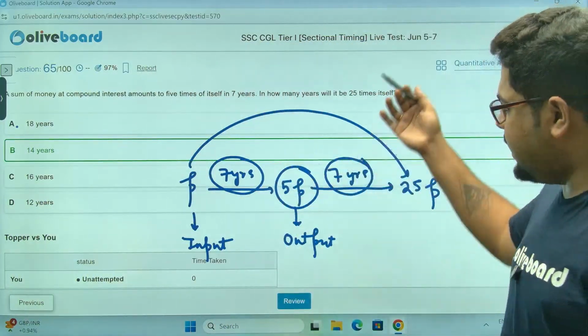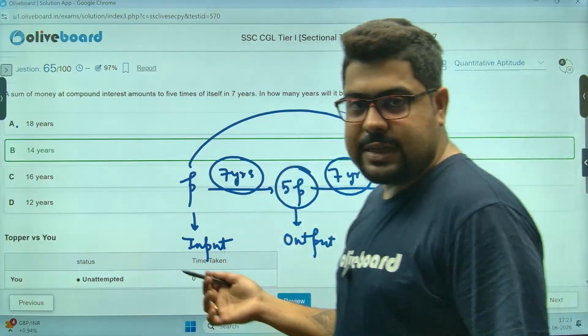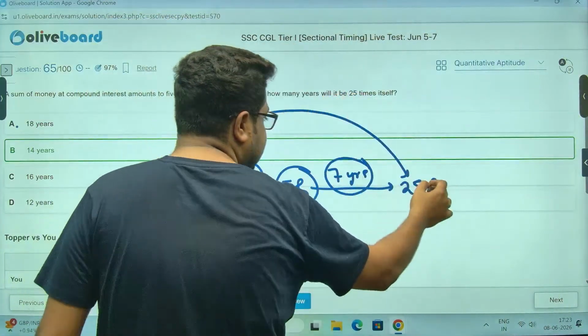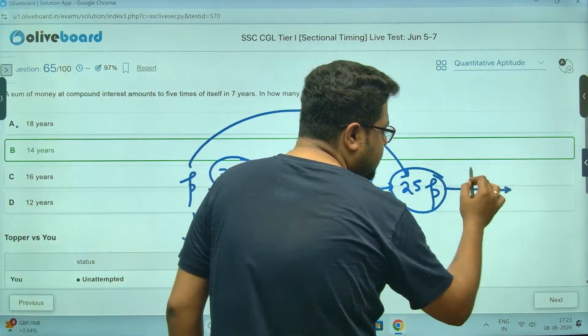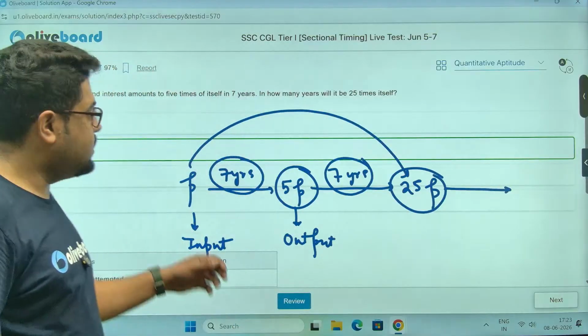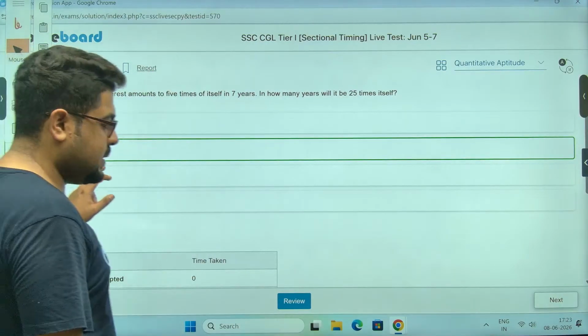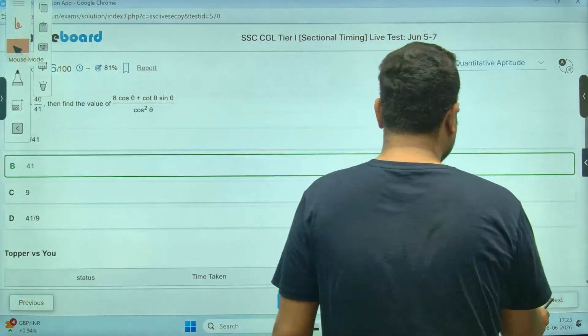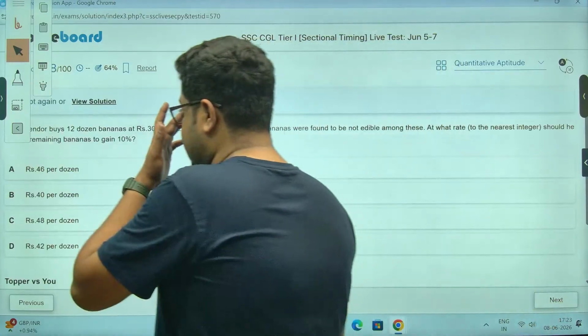Clear? This is the logic. If they asked you 125, meaning again this will become input, again you do another 7 years. Clear, Tanisha? Perfect. Next one, sir.